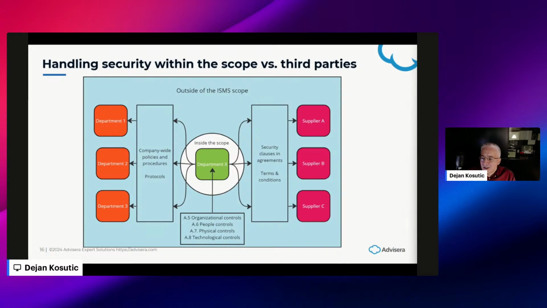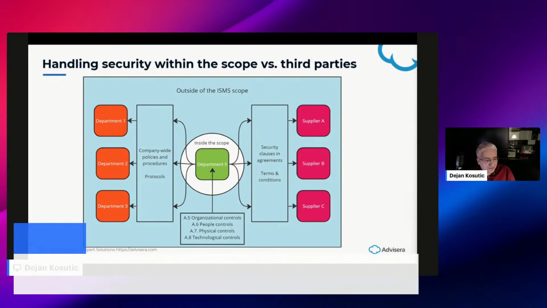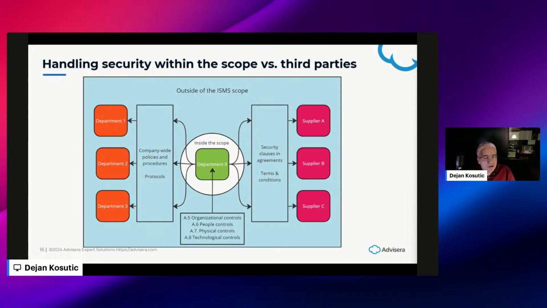Okay, we'll send you now also the link to this article. It's called 6-Step Process for Handling Supplier Security According to ISO 27001. So basically this article goes into more detail on what you actually have to do to make sure that you handle this supply chain risk. Okay, very well. Now let me move on.